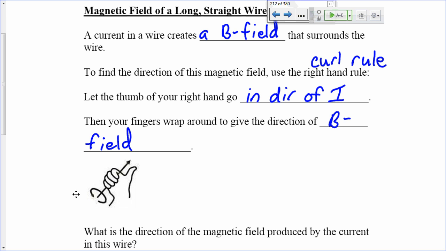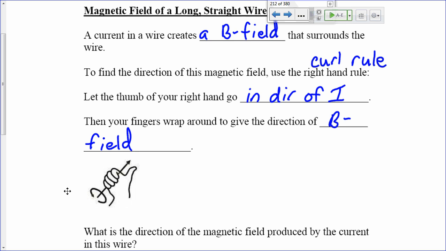So if I have a wire, say this is a wire, and I have a current that's going in this direction, the magnetic field goes all the way around this wire, all throughout space. I can find the direction of it by letting my thumb go in the direction of the current, and then my fingers wrap around. So over here it's going up and down, up and down. It rotates around like that.